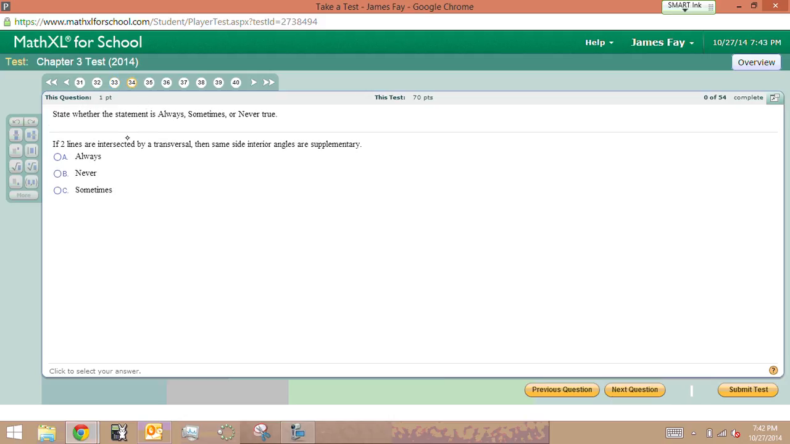If two lines are intersected by a transversal, then same-side interior angles are supplementary. That again is sometimes. The two lines could look like that, where they are parallel. So then yes, this angle here and that angle there would be supplementary. But it says nothing about the two lines being parallel, so they could look something like that, where that angle there and that angle there are no longer supplementary. This idea only occurs when the lines are parallel.